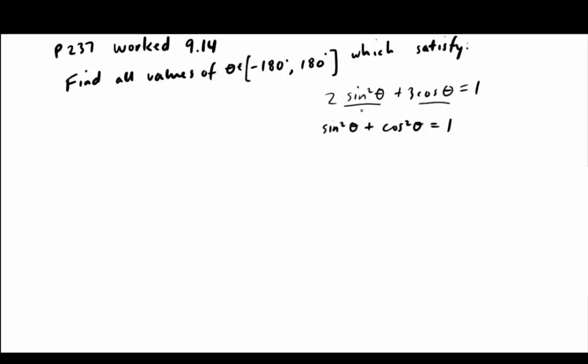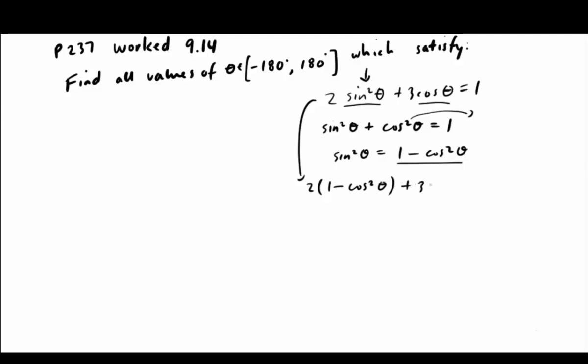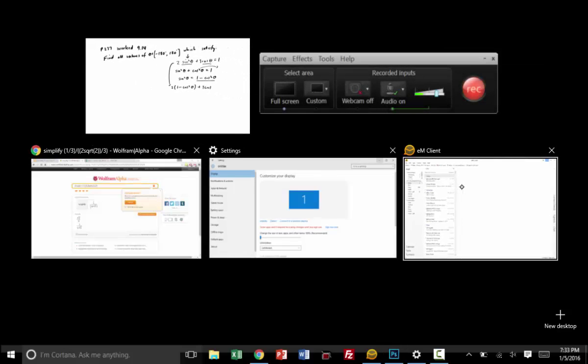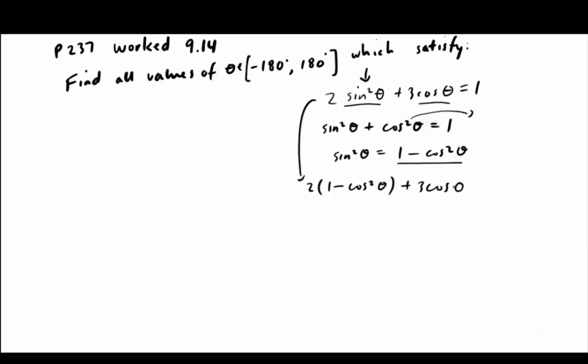And we want all the trigs to be the same. So we're going to rewrite sine squared theta as 1 minus cosine squared theta. We're going to substitute this into here. And so what we have here is 2 times 1 minus cosine squared theta plus 3 cosine theta is equal to 1. We use distribution.